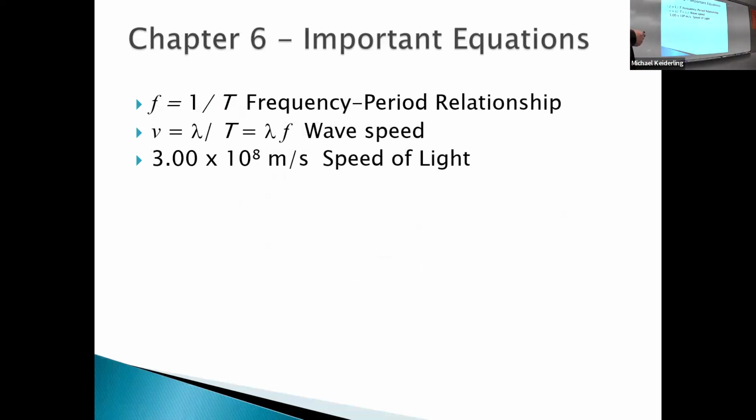So the important equations: frequency is 1/period. Speed is equal to wavelength times frequency, and the speed of light is 3 times 10 to the 8th meters per second.